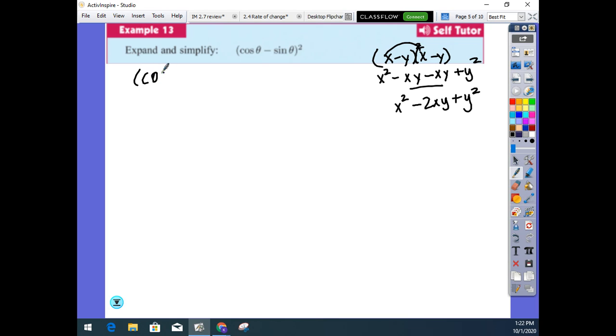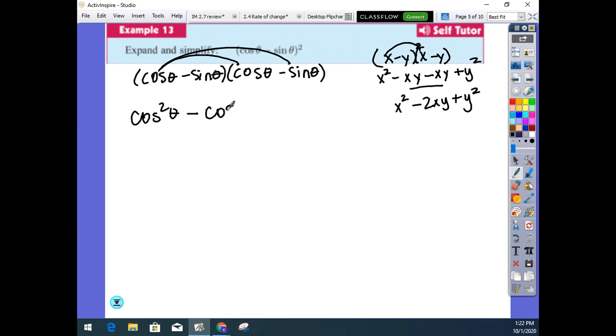You don't do anything any different, you're just writing trig functions instead of x and y. So if I take cosine minus sine, squared, you're taking it times itself, so distribute the cosine: cosine squared, cosine times cosine, minus cosine sine. Now distribute negative sine. And then negative sine times negative sine is sine squared.